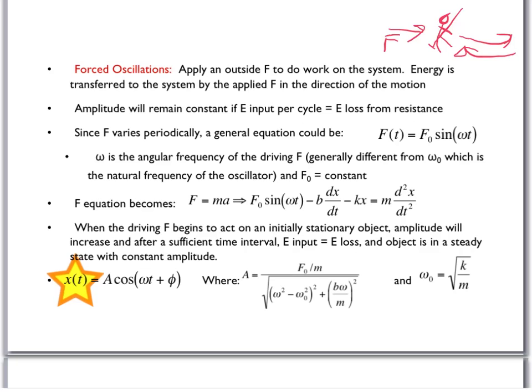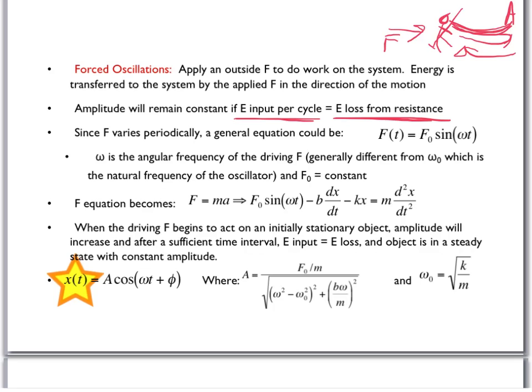And you'd find that the amplitude of this motion would remain constant if the amount of energy that you input for every cycle was equal to the energy lost from that resistive force. So if you push the kid with just the right amount of force, they will continue to swing with the exact same amplitude over and over and over again as they go back and forth. You would be inputting the exact same amount of energy that you are losing to those resistive forces in that case.